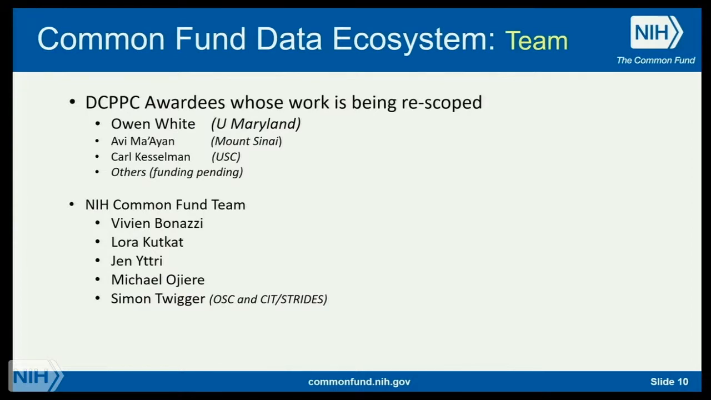Additional to this is the team that's going to be working on this. For those who are aware, this is the Data Commons Phase 1, which is what we infer here by DC PPC. That's what that acronym is. Some of the awardees' work was rescoped to do this work, essentially the next phase. That includes Owen White, Avi Mayan, who I referenced before, Carl Kesselman, and a few others, but the funding's pending on that, so I can't release that. The Common Fund team is shown here.